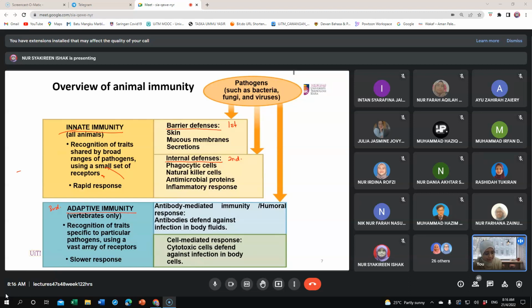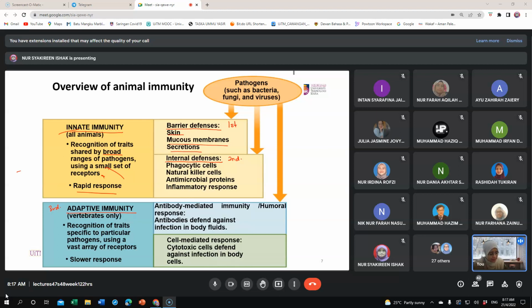The feature of the innate immunity is that it protects your body against the invasion of many pathogens. Whatever pathogen tries to enter into your body, that is the function of the innate immunity, to protect your body against the invasion of these pathogens. It recognizes traits shared by broad ranges of pathogens using a small set of receptors, and the response is rapid. Your skin is there to protect your body from the entrance of pathogens, for example. Then the mucous membranes, and also the secretions such as tears. Tears also protect against the entrance of pathogens through the eyes, for example.